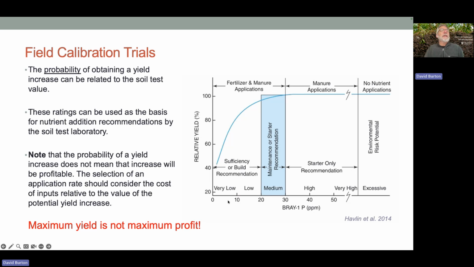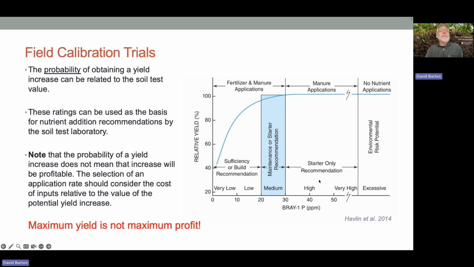Okay, this is an example of the nutrient response concept that I was just speaking about. So when we have very low rates of nutrient availability within the soil, even small amounts of fertilizer will result in dramatic increases in yield. And that's where we want to be adding fertilizer, because it's going to pay for itself. It's going to increase yield. It's going to return more than the cost of the fertilizer.